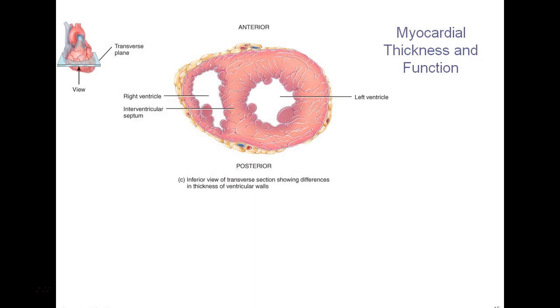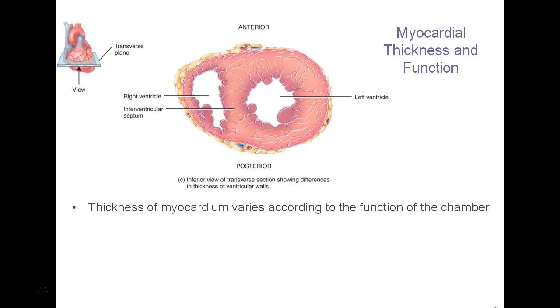This diagram simply shows a transverse view of the heart now. This reinforces that idea that the left ventricle has much thicker myocardium than the atrial walls or even the right ventricle.